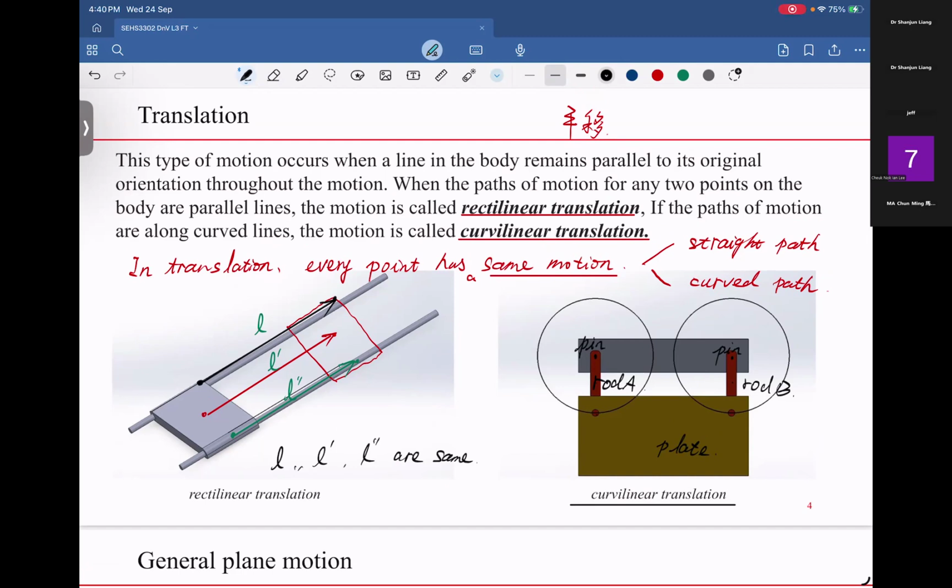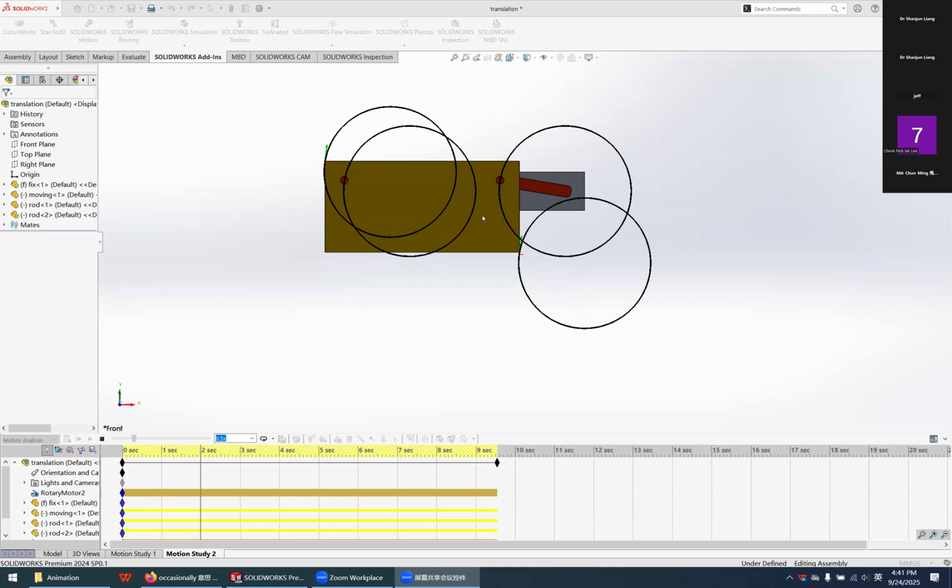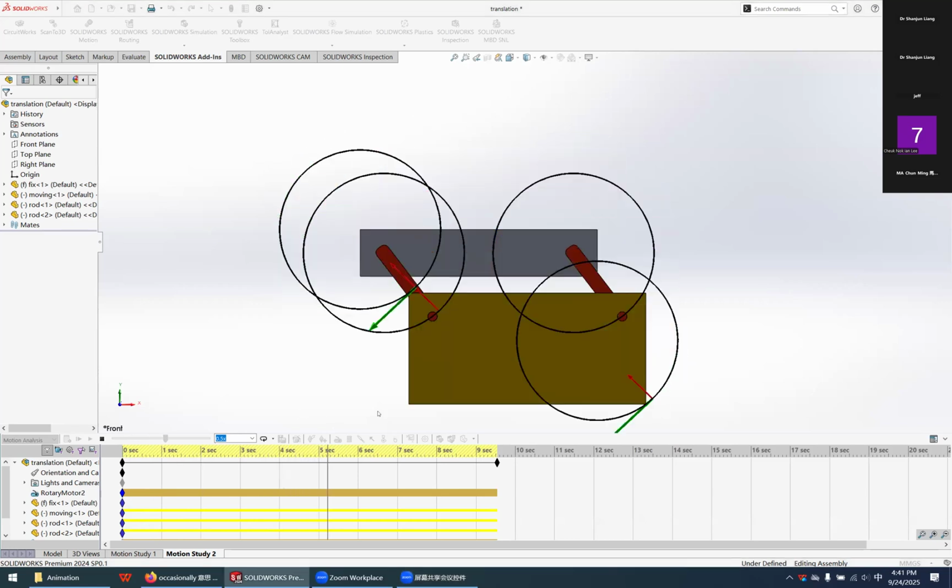Wait a second. Okay, let me just open it and share with you what happened here. Can you see my screen?